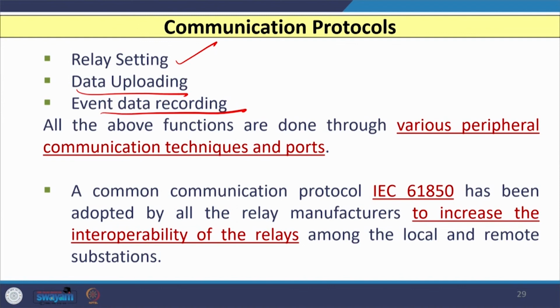So, a common communication protocol which is known as IEC 61850 has been adopted by all the relay manufacturers throughout the world, and they have accepted this to increase the interoperability among the relays manufactured by different manufacturers. This we will discuss in the next class.